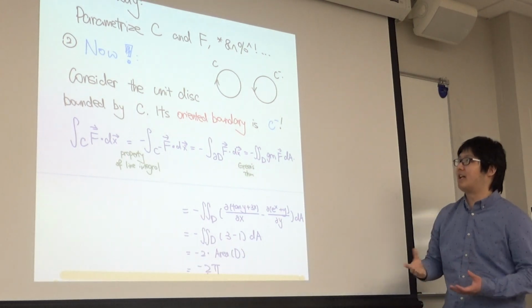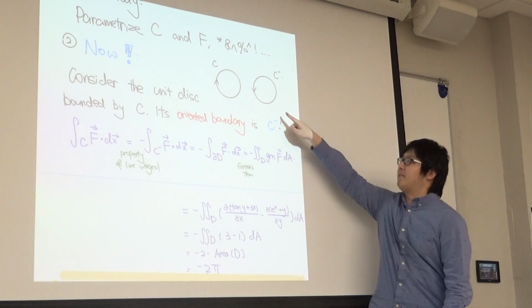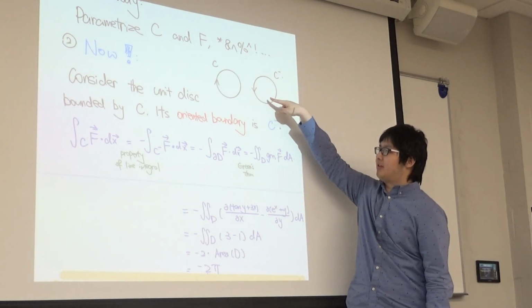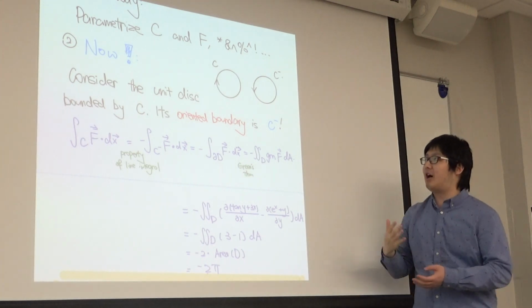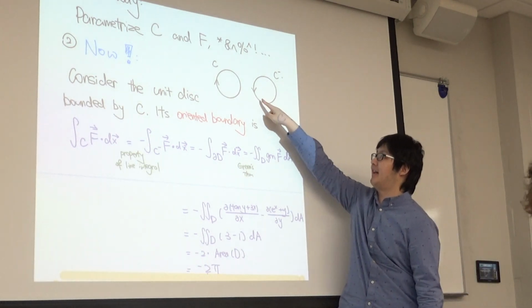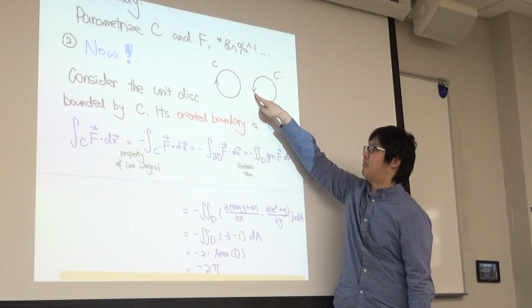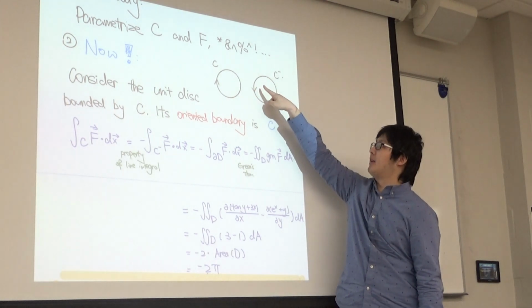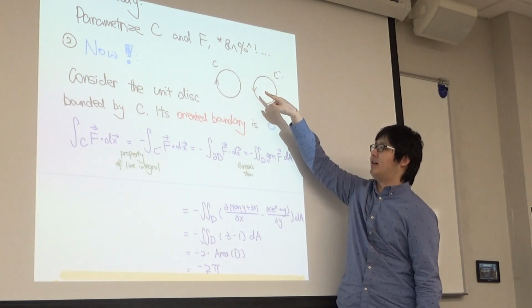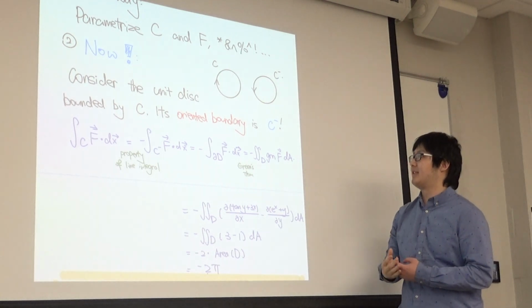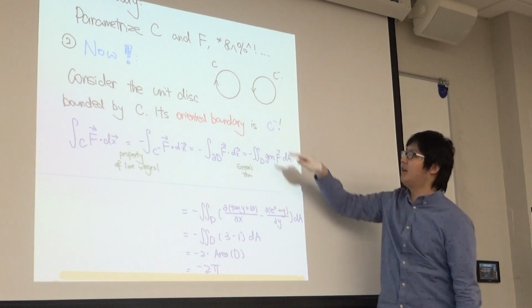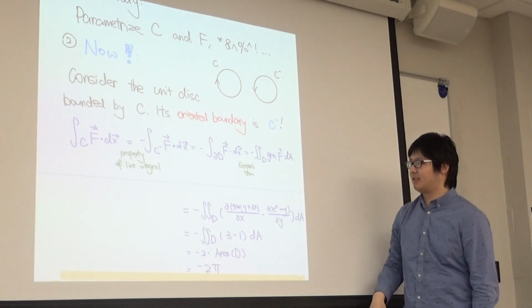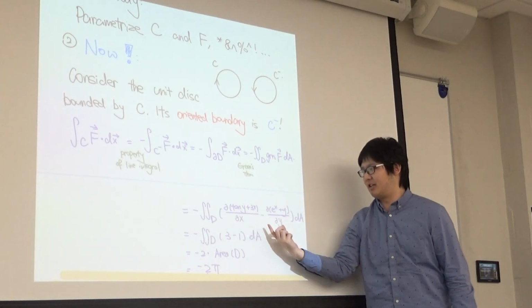So the idea here is that if you see some curve that's bounding some region, you can try to use Green's theorem to relate the line integral of the boundary curve with the integral of the circulation density over the region here. And then that may simplify a lot of things, as shown here.